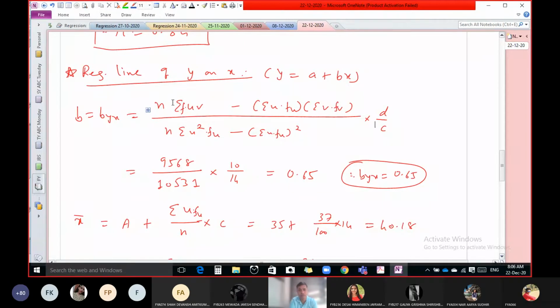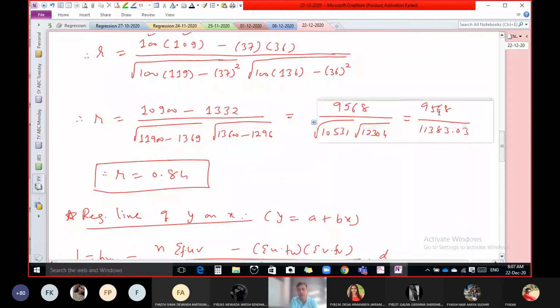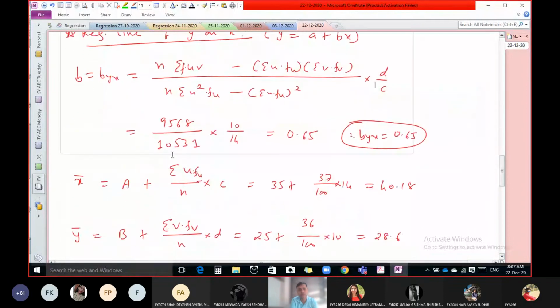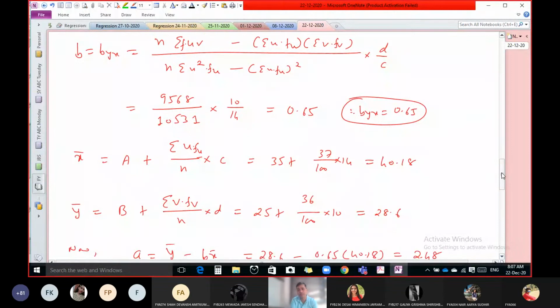See, our numerator part is 9568 that we already calculated, and the value for this first square root is 10531. So just you write here 10531 and multiply that by d by c. Our d is 10 and c is 14. Simple calculations there, we get the answer of b by x. Okay, now you require to calculate the value of x bar as well as y bar.